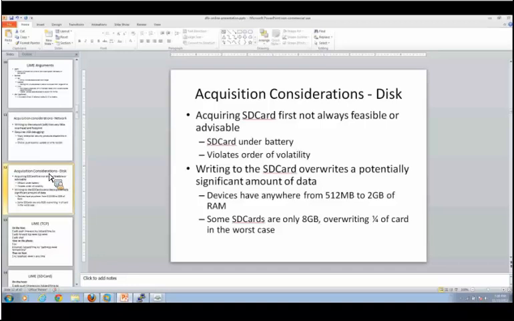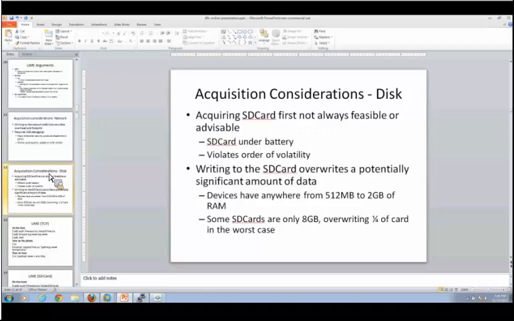Obviously, when you take your memory capture to the SD card, you're overwriting unallocated space on it. So your first thought might be, well, let me acquire the SD card first and then do memory. First off, that violates the order of volatility. You want to get your most volatile data first, but even if you were willing to ignore that, on most devices that you look at, the SD card is under the battery.